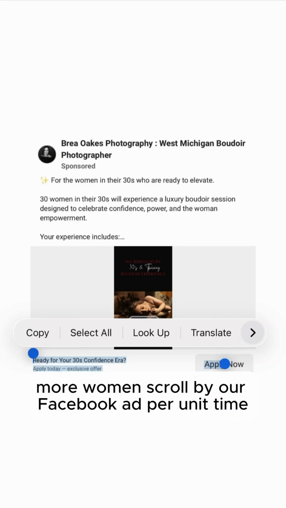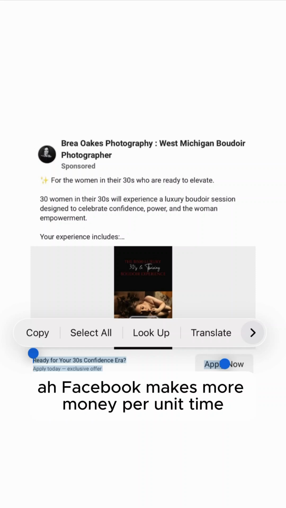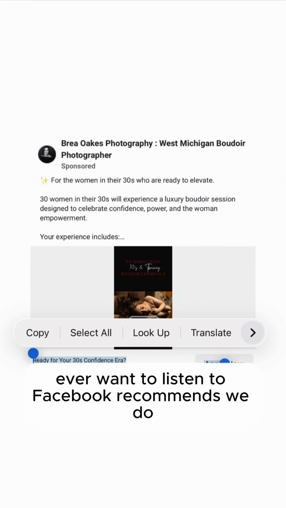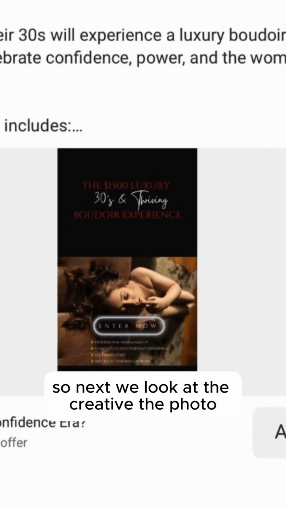But guess what? More women scroll by our Facebook ad per unit time, so Facebook can serve more ads per unit time. Facebook makes more money per unit time. We may waste more money per unit time. We never ever want to listen to what Facebook recommends. So next, we look at the creative, the photo.